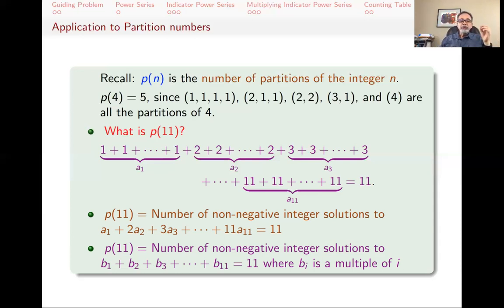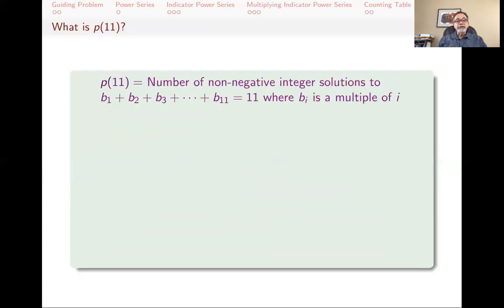So as long as you make the condition that Bi is a multiple of i, and you want the number of non-negative integer solutions to B1 plus B2 plus B3 dots B11 equals 11, you are finding P11, the number of partitions of the integer 11. And now we know how to do that. We just have to multiply a bunch of indicator power series.